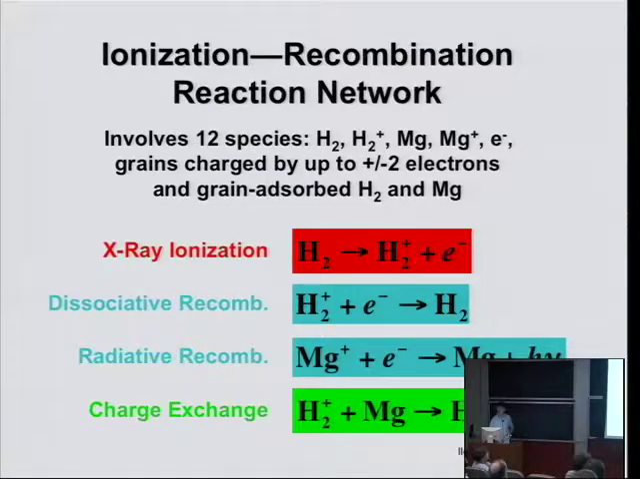How much more expensive is it to complicate the reaction network when you're doing the turbulence? So solving the reaction network at every grid cell in the MHD calculation makes it almost a factor of 10 slower.